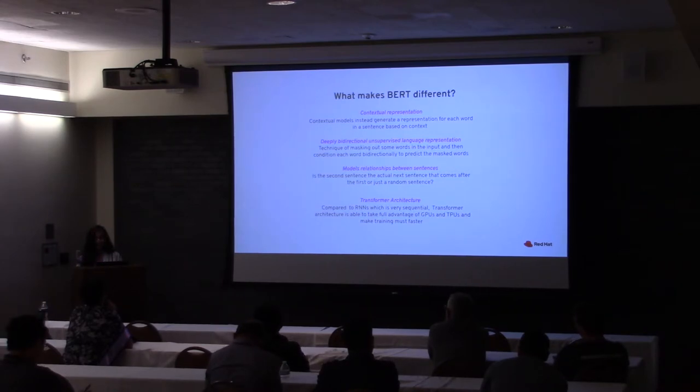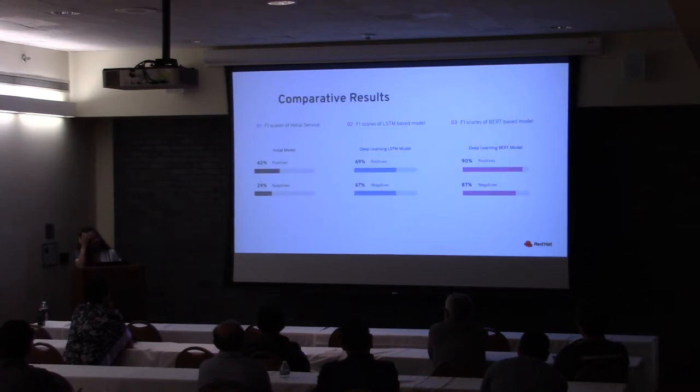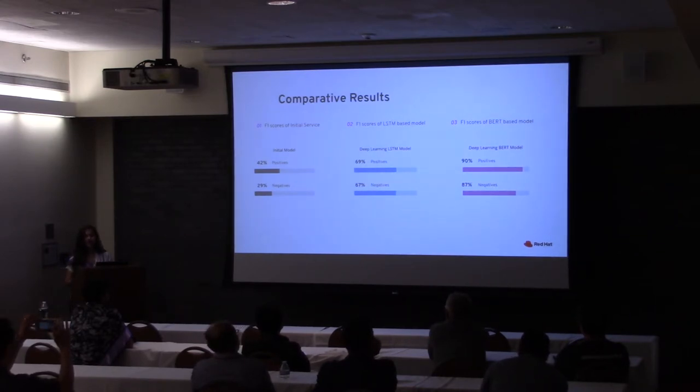So we trained the model using BERT, and we plotted the results, the F1 scores, and we saw that the F1 scores of the BERT-based model were a lot better than the LSTM-based model. So this was pretty exciting. We had reached better scores and much better classification accuracies.